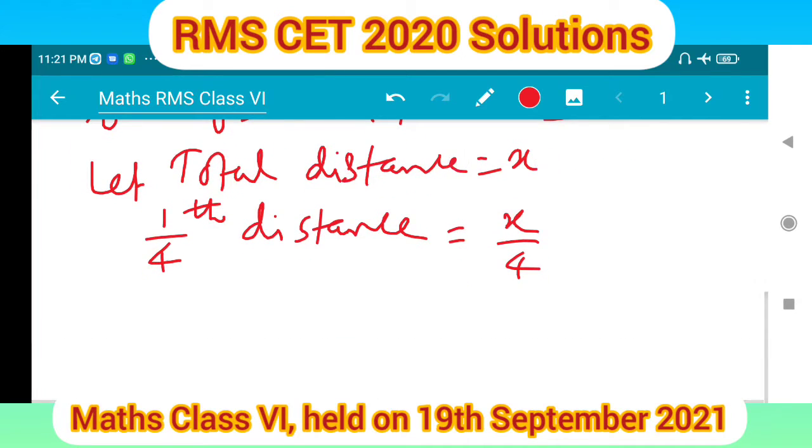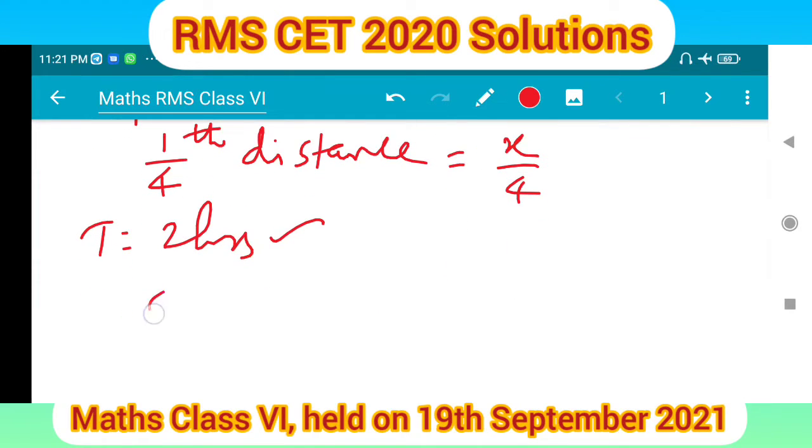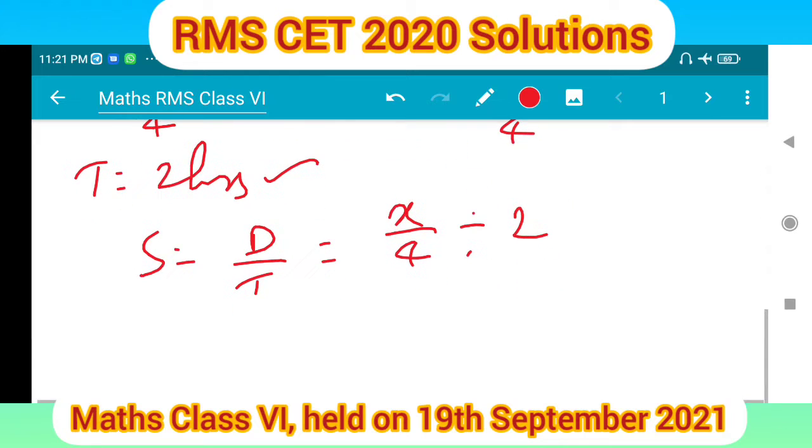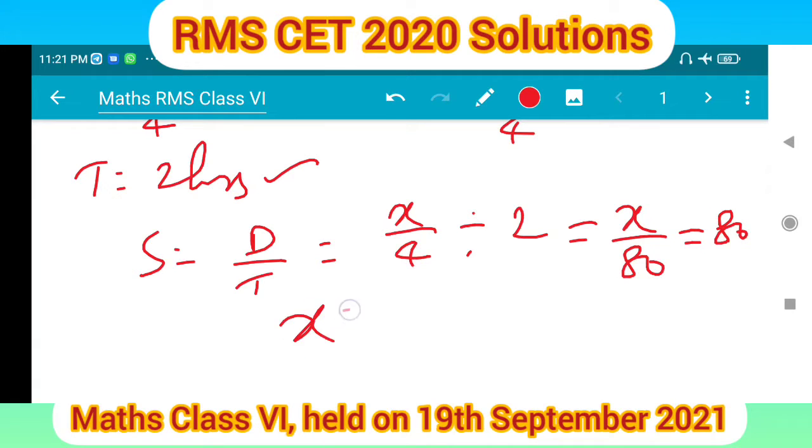So time is given to us, 2 hours. Speed is equal to distance upon time. The distance is x by 4 divided by time. Time is 2, so the equation becomes x by 8. Speed is this, but speed is given to us as 80 km per hour. So x is equal to 8 times 80, that is 640.